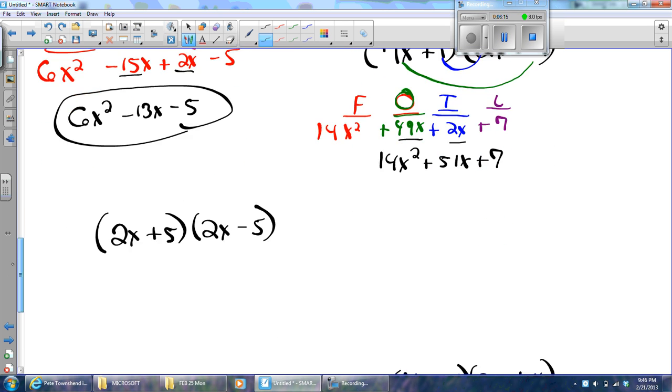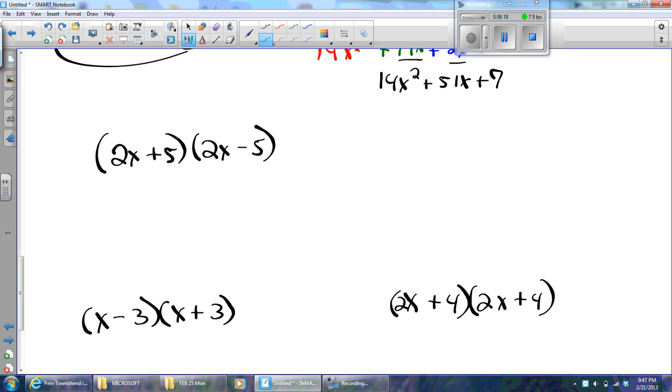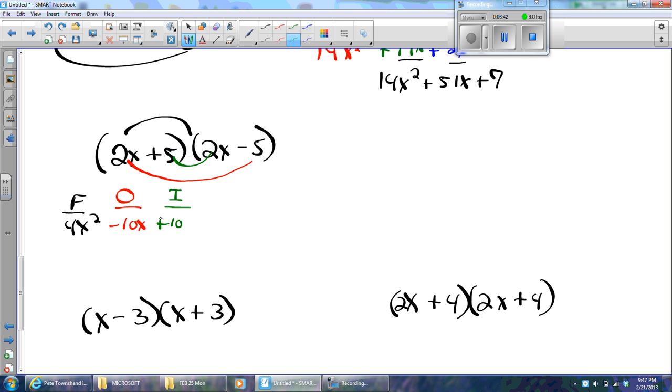All right, let's try three more. My firsts right there, 4x squared. My outers are going to be those two, negative 10x. My inners, 10x. And then my lasts, negative 25. I've got like terms here which are going to cancel each other out. My answer is going to be 4x squared minus 25.